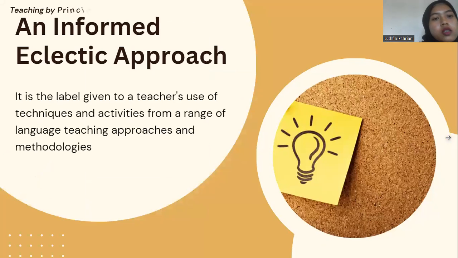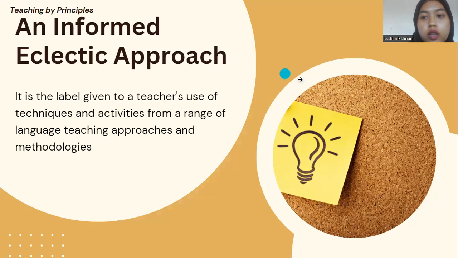The third is an informed eclectic approach. It is the label given to a teacher's use of techniques and activities from a range of language teaching approaches and methodologies. So in this approach, the teacher decides what method or approach will be used in a classroom depending on the students' needs and the aim of the lesson. So that's all about some philosophical foundations undergirding CLT approach.